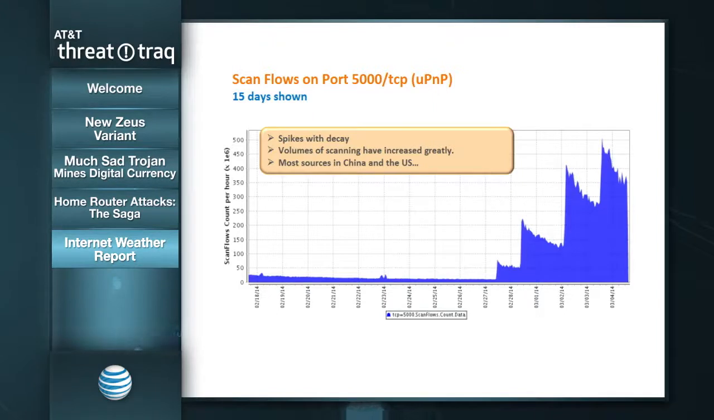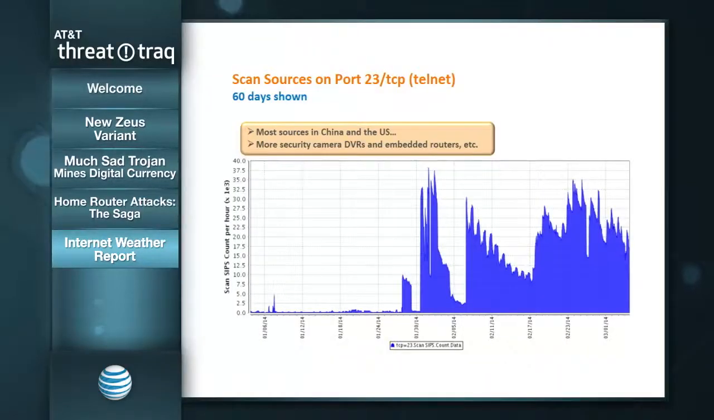But 5,000 TCP, as we talked about last week, and maybe even the week before, is associated with universal plug-and-play. So I was doing a little investigation on this. I'm not quite sure if the goal behind this is to access universal plug-and-play or not. We're not really sure. But let's go to the next chart, and maybe we'll try to connect some of these dots along the way here.